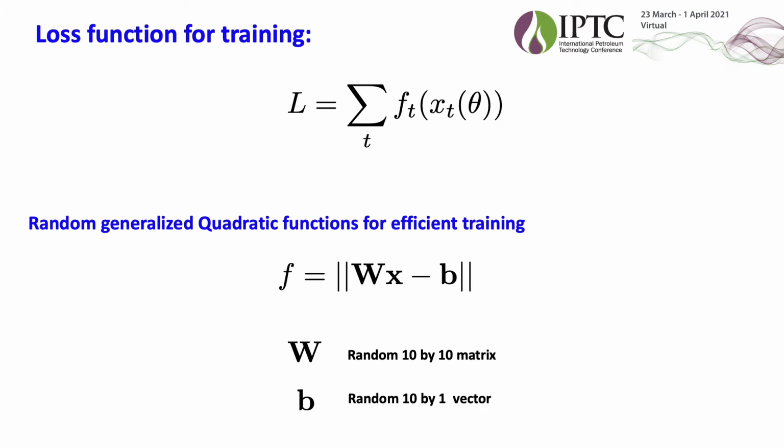We can run full waveform inversion on randomly generated velocity models to train the RNN. However, a typical time domain FWI requires solving a partial differential equation to model the data and to construct the gradient, which tends to be computationally expensive. However, any nonlinear inversion problem can be approximated locally by a linear problem. Thus, we design many linear problems for efficient training. One simple option is to use random generalized quadratic functions. Here the matrix W as well as the vector B is randomly chosen.